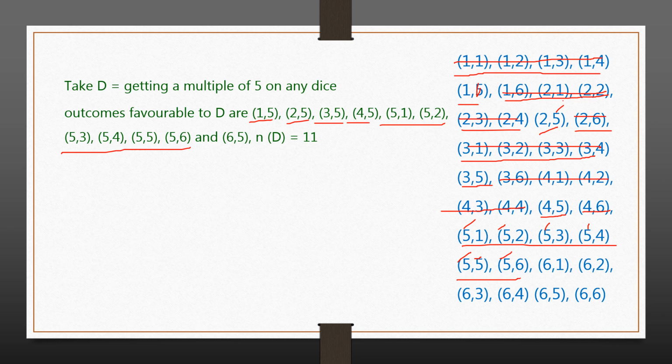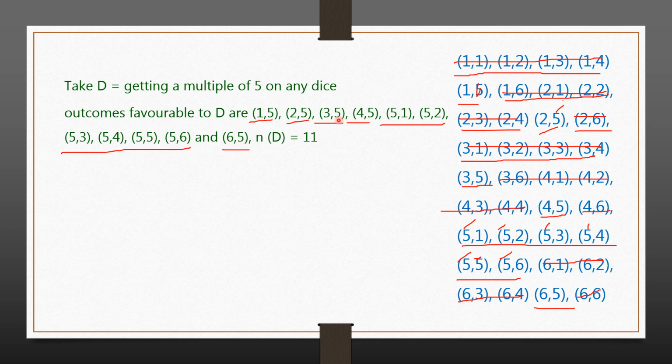Now next, 6 1, 6 2 are not favorable to D as there is no 5. 6 3, 6 4 are also not favorable to D as there is no 5 on any dice. 6 5 is favorable to D because 5 is there on the second die. 6 6 is not favorable to D. Therefore, in this way, the outcomes favorable to D we got are 1 5, 2 5, 3 5, 4 5, 5 1, 5 2, 5 3, 5 4, 5 5, 5 6 and 6 5.